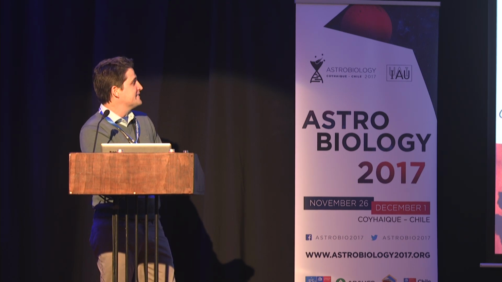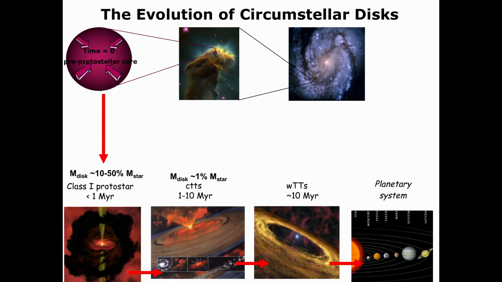These FU Ori outbursts typically happen at very early stages, in the Class 1 stage, when the protostar is still embedded in a dense envelope, and at this stage the mass of the disk is of the order of 10 to 50% of the mass of the star. Eventually the envelope dissipates and the protostar evolves into a classical T Tauri star. At this stage the mass of the disk is much less, of the order of 1%. This embedded stage is very short, lasting less than 1 million years. And the classical T Tauri star stage can last up to 10 million years, but typically lasts 3 million years.